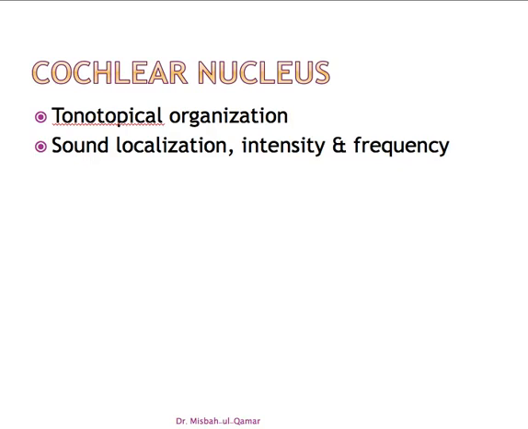This cochlear nucleus forms a prominent bulge in the lateral surface of the brainstem, and it has two parts, the dorsal and the ventral part, and they have their own different functions. The dorsal part has the tonotopical organization with low frequencies ventrolaterally and the high frequencies dorsomedially. Now, what does the ventral part do? The ventral part is concerned with the sound localization and encoding the sound intensity and frequency.